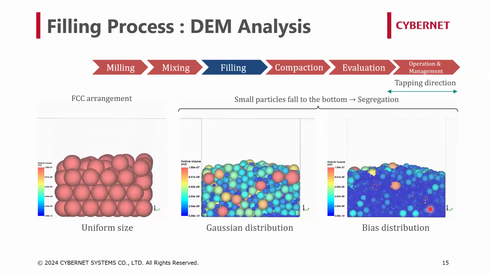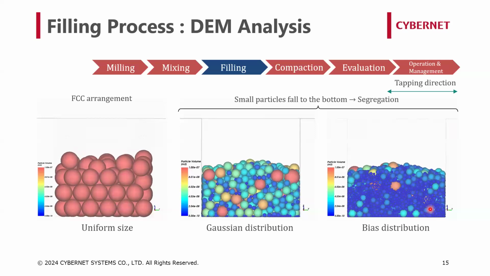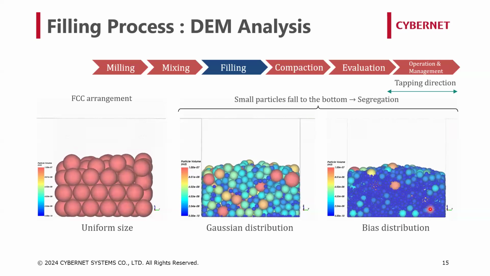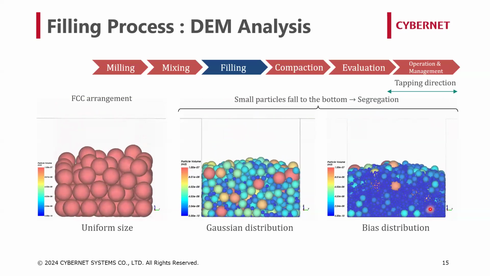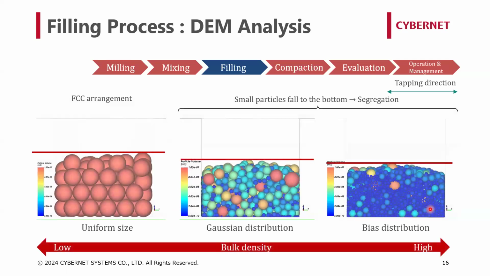However, if too much tapping is applied, the smaller particles move in the direction of gravity through the gaps between the larger particles, causing the smaller particles to accumulate below, eventually resulting in segregation. Since the same amount of material is fed into all three conditions, comparison of the height of the powder layer shows that there is a considerable difference in filling rate depending on the particle size distribution.